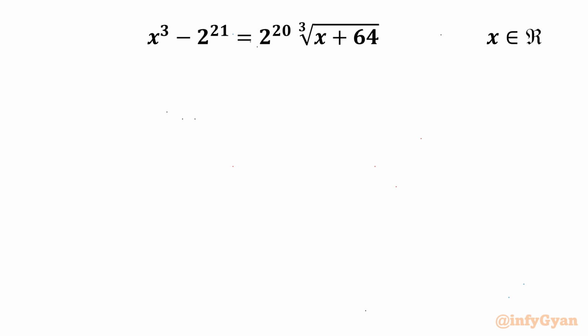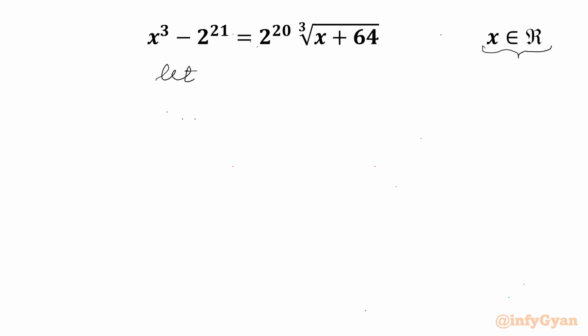In this video, we have another very interesting question from radical equations. Our equation is x cube minus 2 raised to the power 21 equal to 2 raised to the power 20 times cube root of x plus 64. And we are going to calculate real solutions. So let's get started with our substitution straight away.